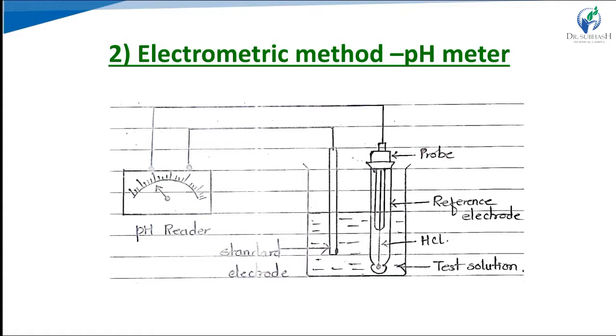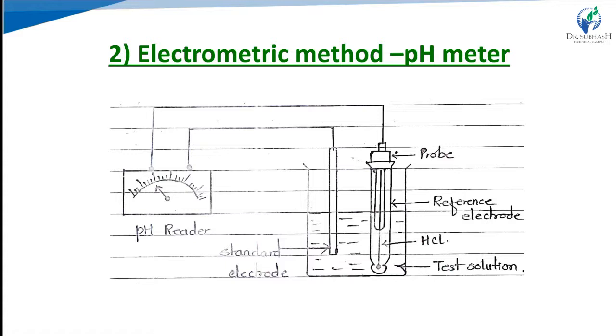The basic principle of the electrometric method, the pH meter or pH measurement, is to determine the activity of hydrogen ions by potentiometric measurement, that is, by potential difference. Potentiometric measurement uses the standard hydrogen electrode, that is the standard electrode, and the second one, the reference electrode. So two electrodes, though one electrode can also be used, are what we use for the electrometric method.